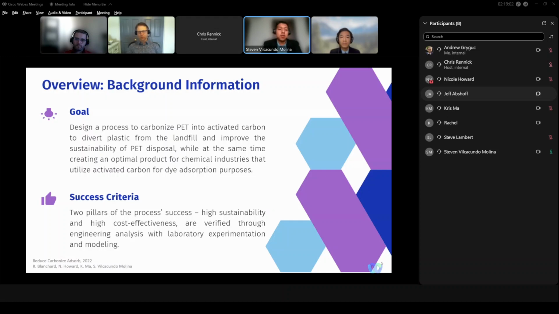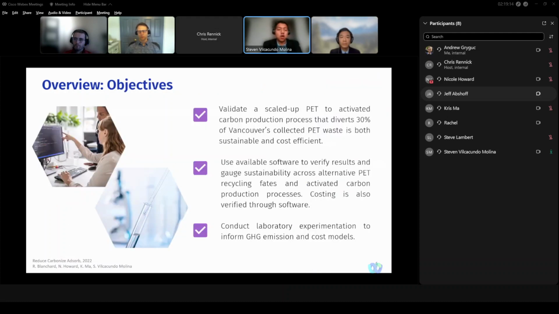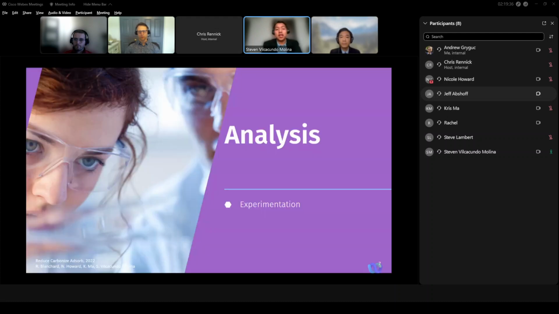Regarding our criteria, two pillars of the process success are high sustainability and high cost effectiveness. This will be verified through engineering analysis, laboratory experimentation, and modeling. Now, regarding our objectives, we want to validate that our scale-up PET to activated carbon production process is both sustainable and cost efficient. We also want to use available software to verify results, also considering the cost of it. And finally, we want to conduct laboratory experimentation to inform greenhouse gas emission and cost models. We now move on to the analysis.